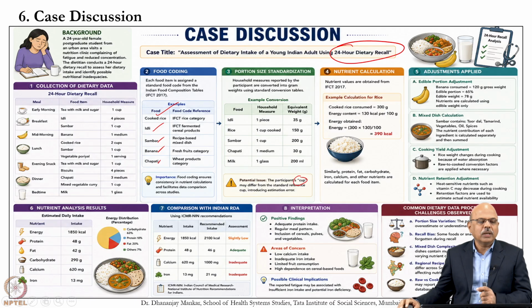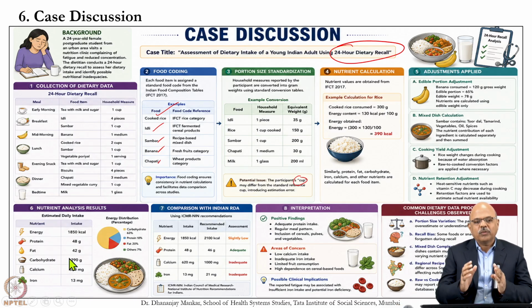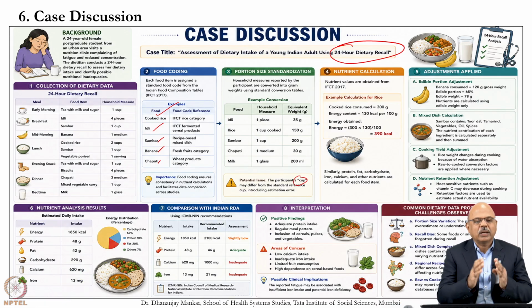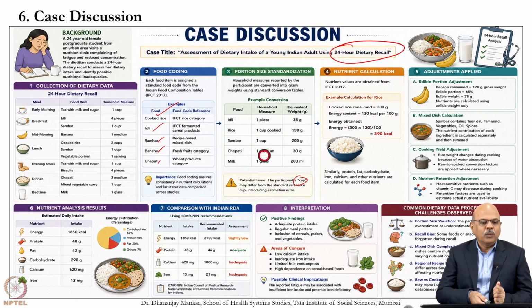The total energy consumed was 1850 kilocalories for the day in this 24-hour recall. The protein was 48 grams, the fat was 42 grams, carbohydrate was 290 grams, calcium was 620 milligrams and iron was 13 milligrams. So you can understand the consumption in the overall food was more towards carbohydrates, which is shown in yellow here, and the second, in lesser quantity at 10%, is protein, followed by fats and then other components.